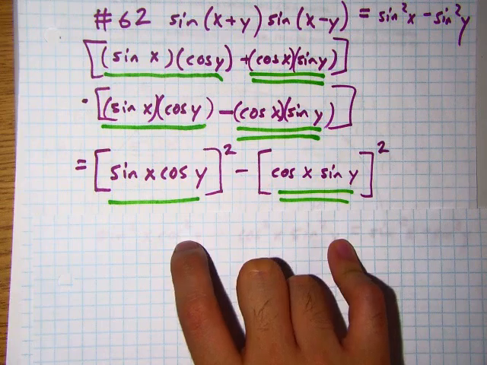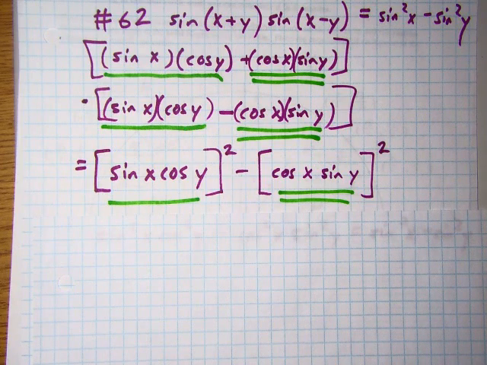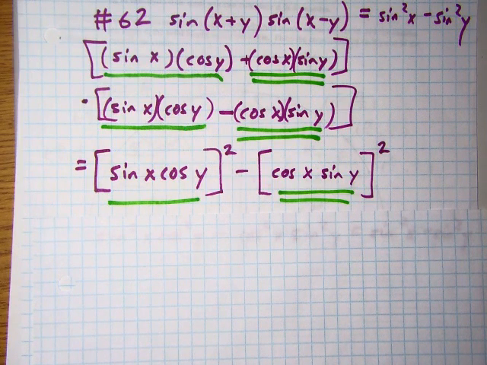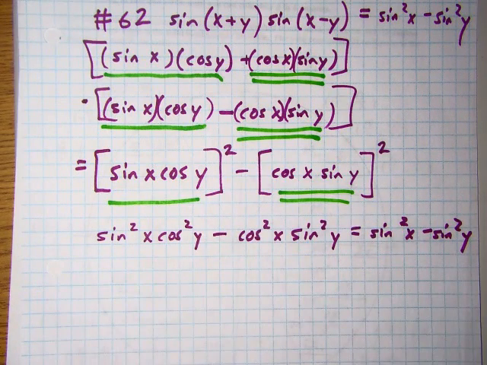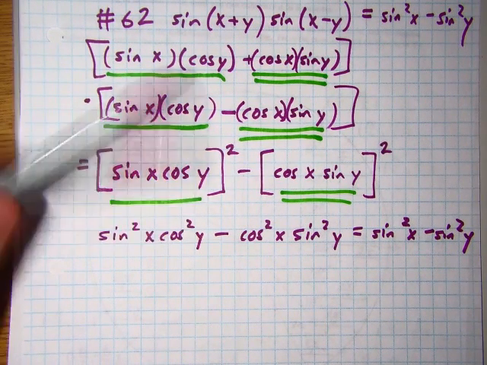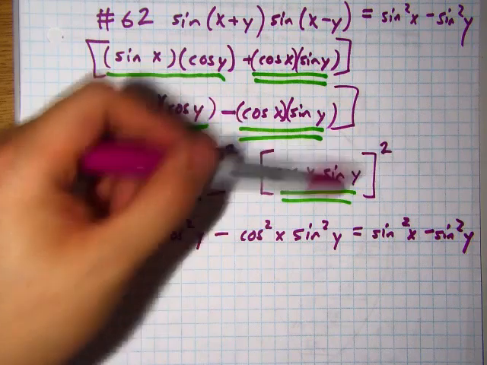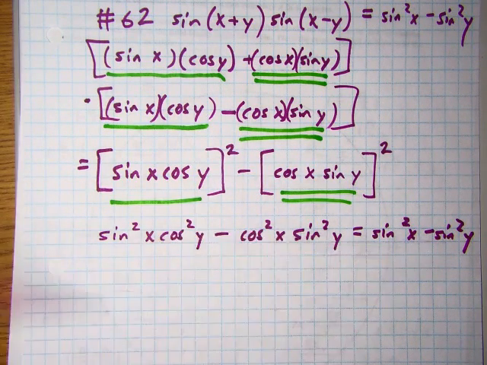Okay, I'll give you a few more moments to write all that down. Now this is where we're going to have to figure out that identity right here. I'm going to distribute the square. So I distributed the square right there. So sine squared x cosine squared y minus cosine squared x sine squared y. God, it looks so close to what that one is, right? But we're not there yet, unfortunately.